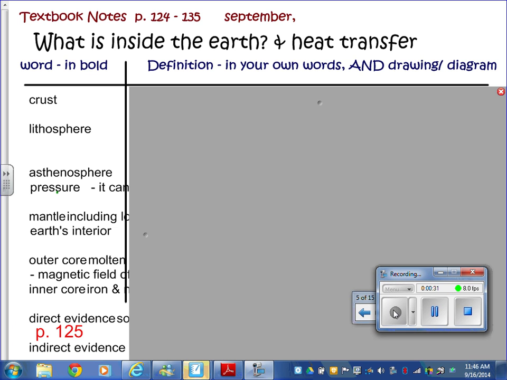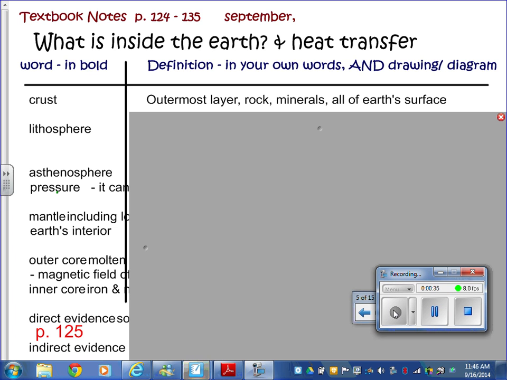So the crust, of course, is the outermost layer of rock on the Earth's surface. Basically, all of the Earth that we see is the crust, and the crust actually goes under the ocean as well. It's made up of rock and minerals, and this represents all of Earth's surface. Pretty easy. You knew what the crust was before you walked in here this week.